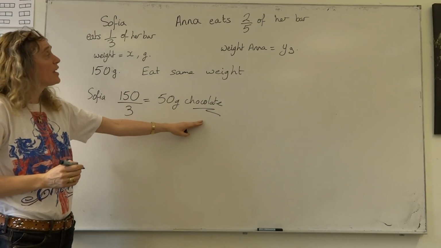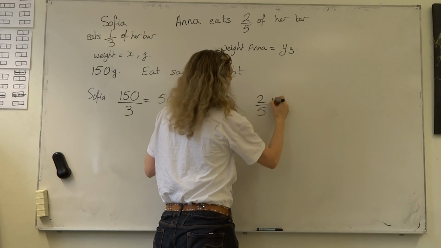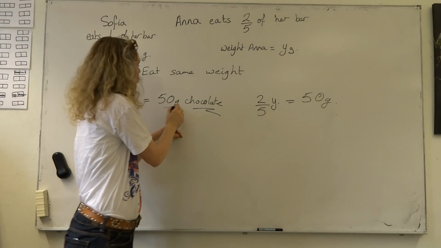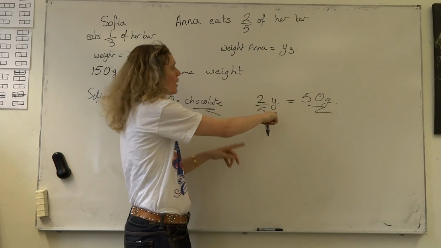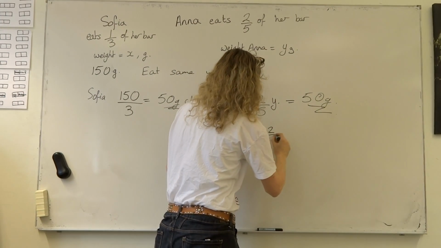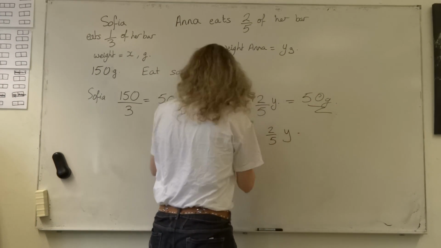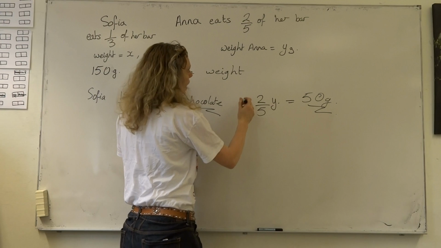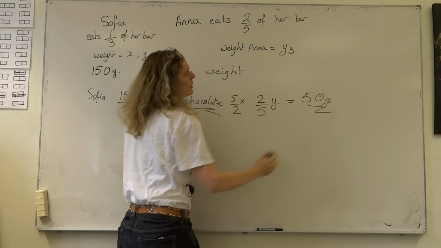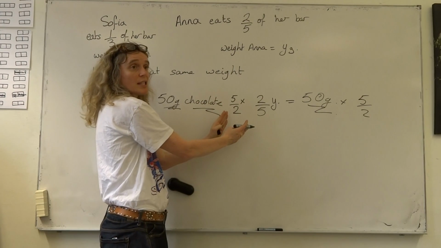Yeah? So if Sophia eats 50 grams of chocolate, that must mean that 2/5 of Anna's bar, 2/5 of Y, must equal 50 grams because they eat the same amount of chocolate. So now we can work out what Y is by just manipulating that. So we can say that 2/5 of Y, multiply both sides by 5/2. So I'm doing the same thing to both sides. I'm multiplying both sides by 5/2.